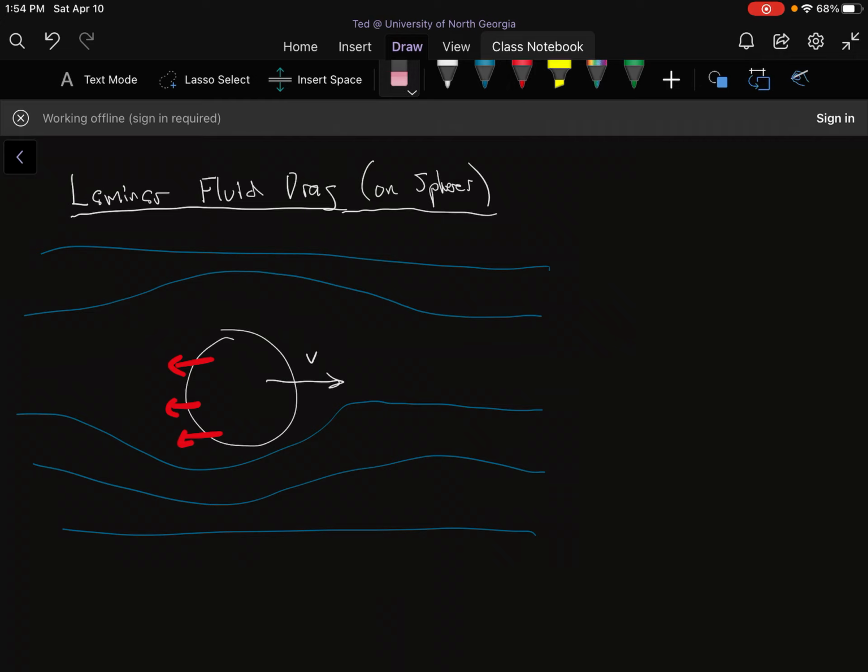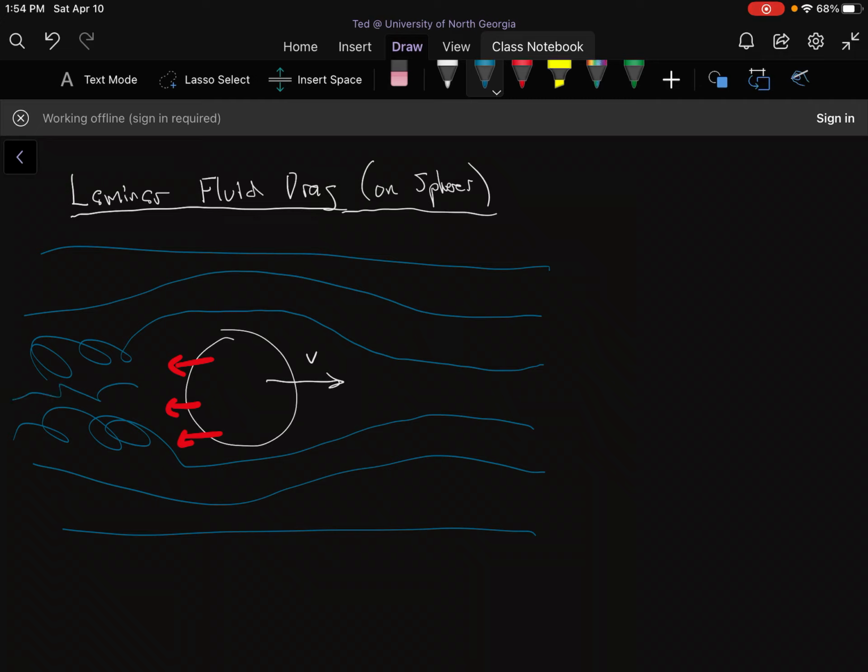And with turbulent flow, you have the fluid coming around, and then it starts making horrible, chaotic flow behind the sphere, and that would be turbulent flow. And if we have turbulent flow, then the formulas that we're using don't work.